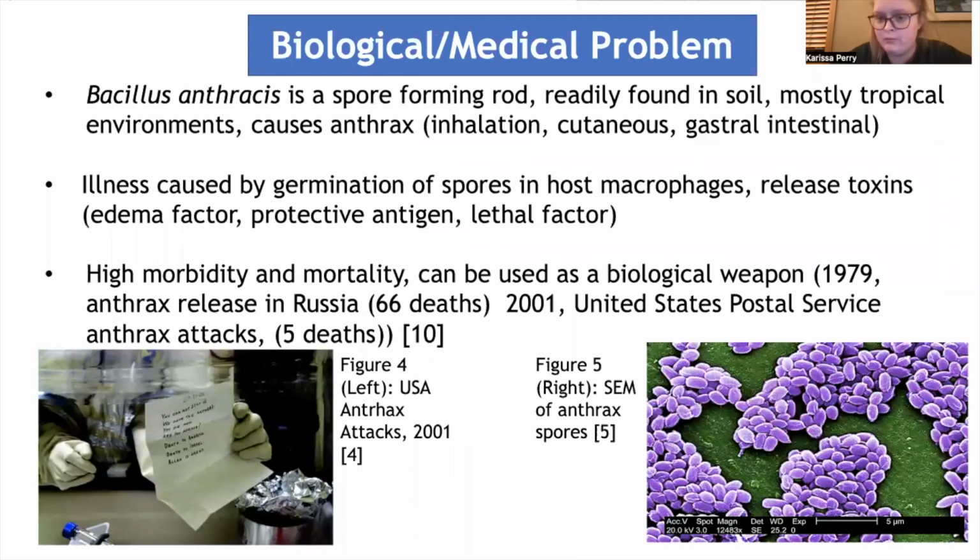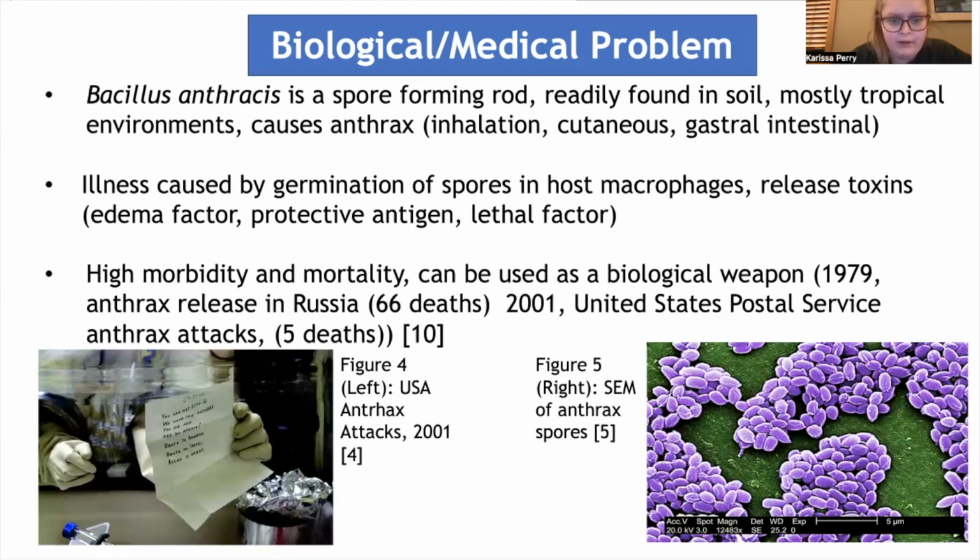So biological medical problem. Bacillus anthracis is a spore-forming rod readily found in soil in mostly tropical environments, and it causes the disease anthrax. Now, anthrax can be caused by inhalation, cutaneous, or gastrointestinal exposure. The illness is caused by germination of spores in host macrophages, which release toxins known as edema factor, the protective antigen, and lethal factor. And protective antigen and lethal factor are the target of this specific paper.